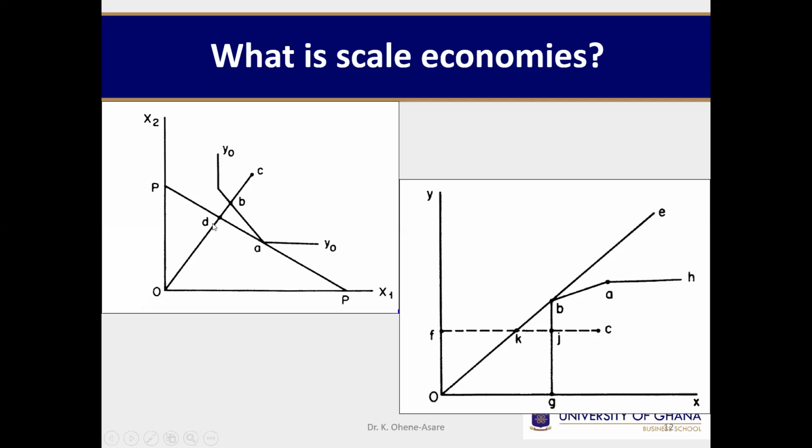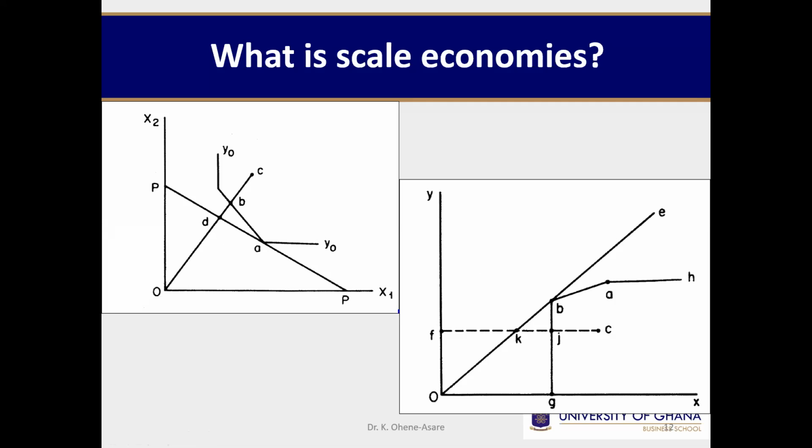Now I want you to go back here and look at the graph that we have here. Look at the graph very carefully. What kind of graph are we looking at? This is the isoquant kind of graph. And on the right side here, what kind of graph? It is a production possibility kind of graph.